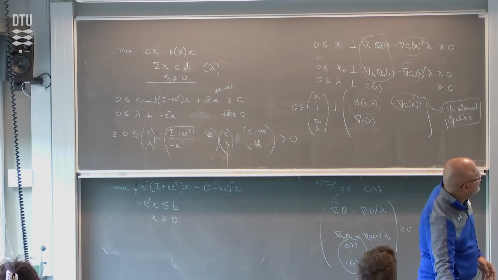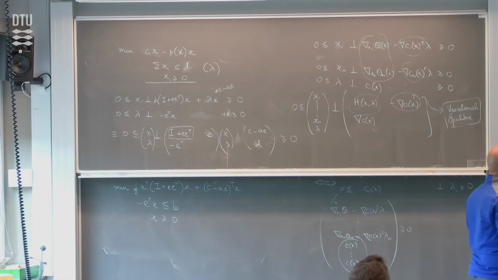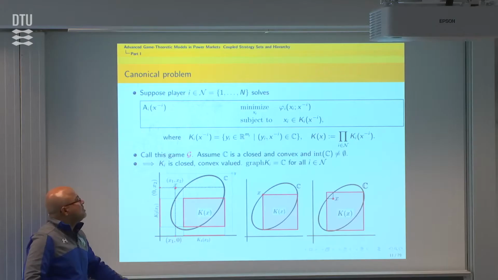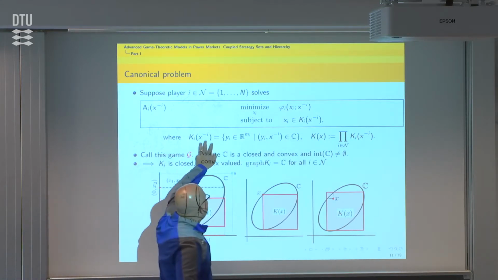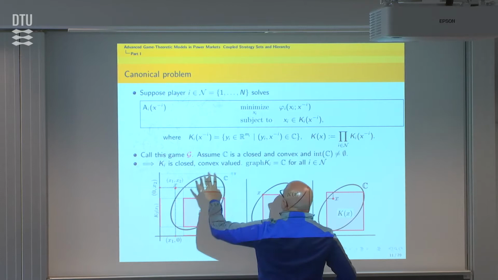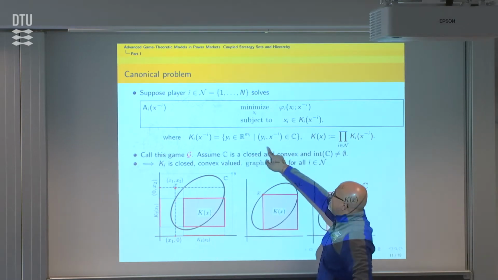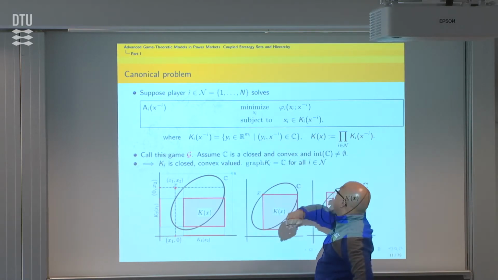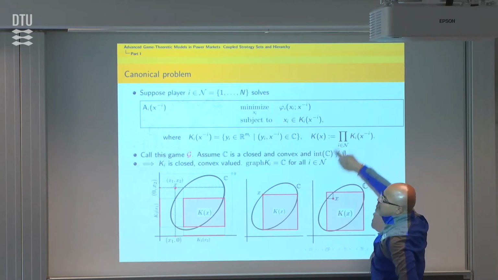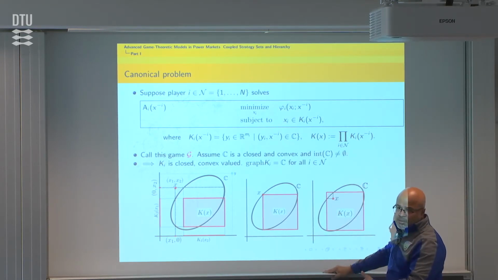So then, what I want to do now is give you a geometric understanding. Often we just go through the algebra, but it's important that you see the geometry. So suppose we go back to the shared constraint game, the coupled constraint game. Remember what I told you. K_i of x_{-i}, in this case, this set-valued map has a very precise structure. And the structure is that (x_i, x_{-i}) has to lie in some common set C. And K(x) is the Cartesian product of these set-valued maps.